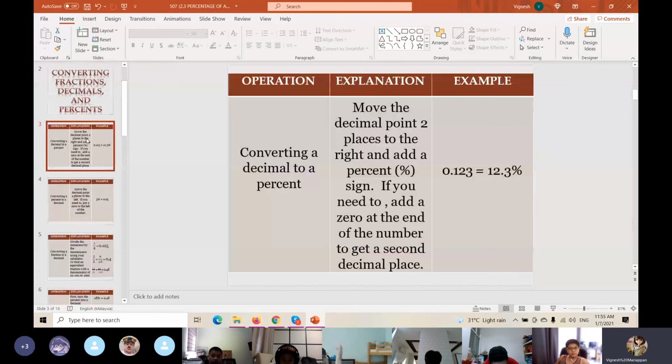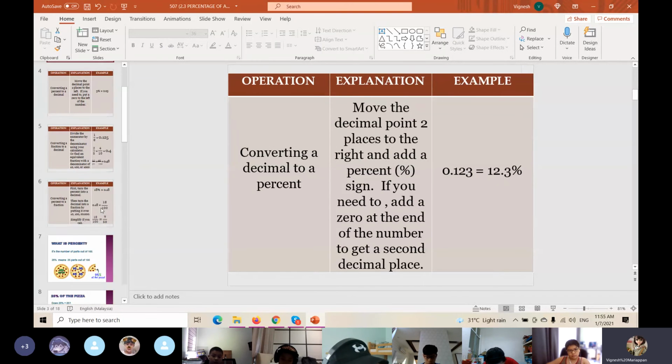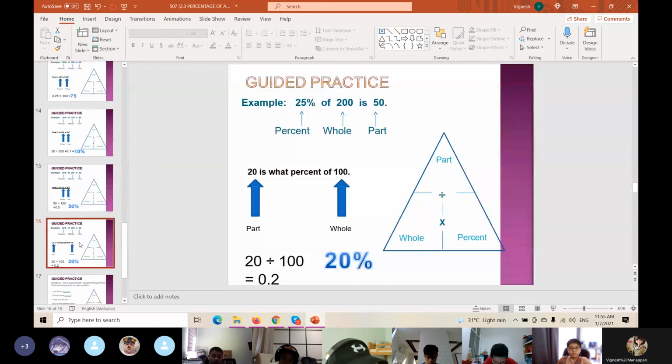Decimal number, if you want to convert to the percentage, you just move the decimal point only. No need to take any number. Understand? You just move the decimal point to your right, means 2 places to the right. So again, what you need to move now? You need to move the 2 or the decimal point? Decimal point. Okay, yes. So you need to move the decimal point.